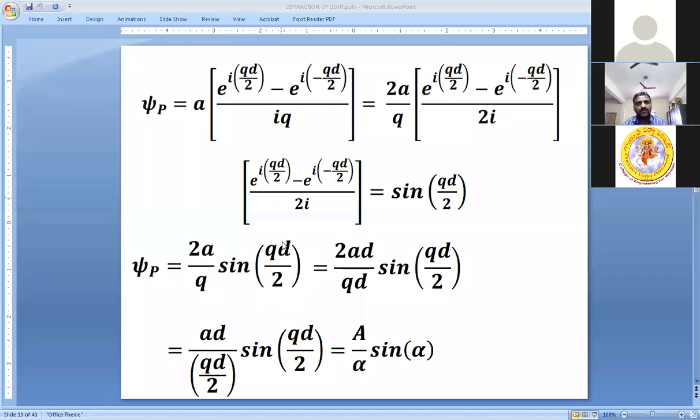And one more thing I want to do is I'll multiply and divide by d in both numerator and denominator. There is a reason for doing that. So 2ad divided by qd, right? And then I'll pull this 2 from the numerator to the denominator. That is, I will write this 2 in the numerator as 1 by q by 2.